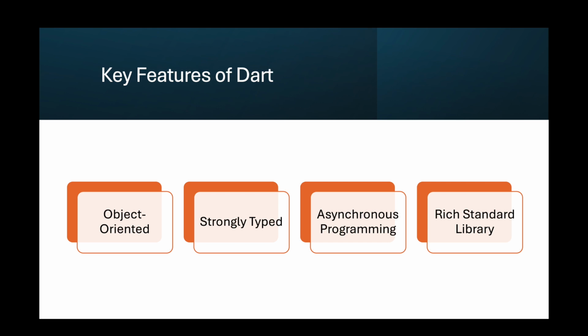Now, some of the key features of Dart include that it's object oriented. So, Dart is object oriented, which means it uses classes and objects for code structure and organization. So, if you have any knowledge of object oriented programming from before, this will be much easier. Next, it's strongly typed. Dart is statically typed, meaning type checks are performed at compile time. It also supports asynchronous programming, using features like Future and async await. If you've used JavaScript or something, you're probably familiar with this.